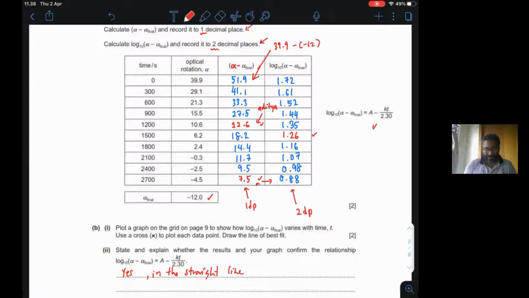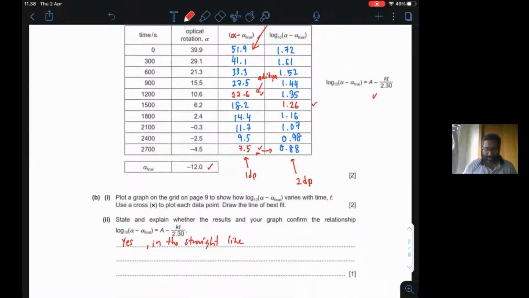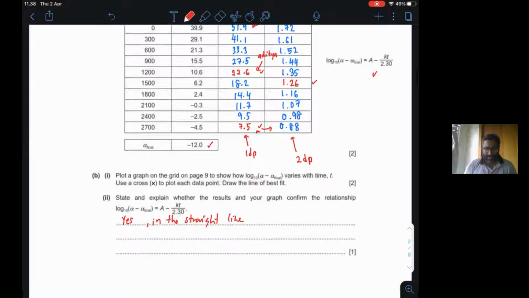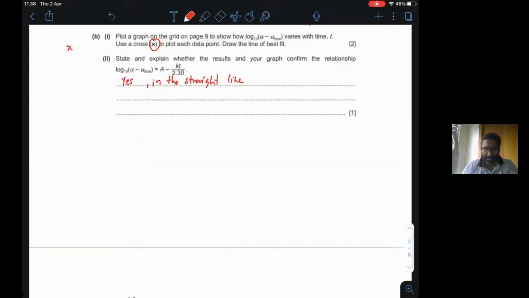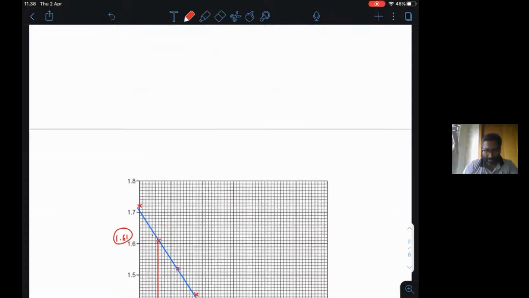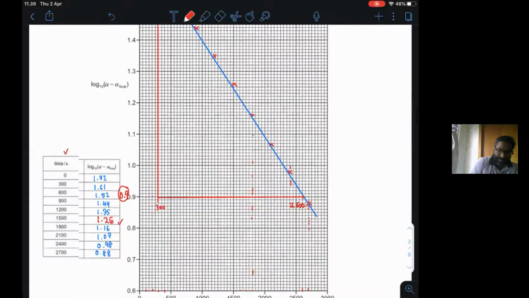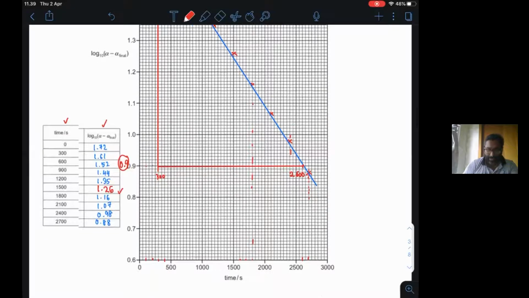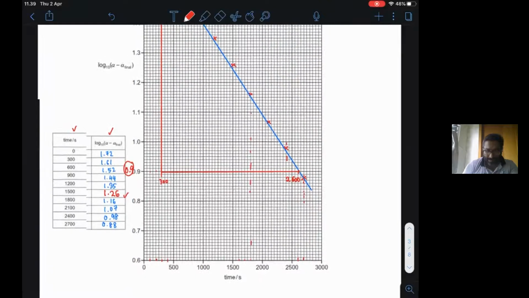That's very important. Once you get that, they ask you to plot a graph on page 9, and use the cross. This one, I have seen many times students still use the dot. You see, they are really particular about that. Even in the question, they are already asking you to put the cross over there. So make sure you put the cross. I copied whatever data that you require. The time is going to be the log value, against the time, I've copied and put it over here.